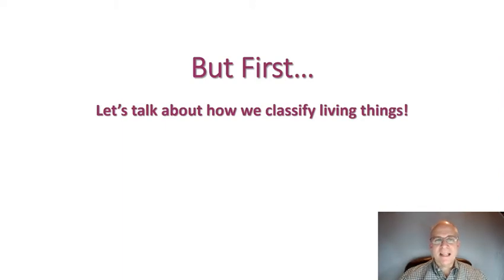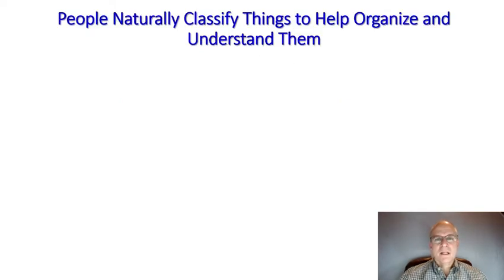But before we get into any of that, we need to talk a little bit about classifying living things. So let's use an example that most people at least have a passing understanding with. We're going to use this to show that humans just generally tend to classify things in order to organize them and allow us to look at relationships between them. And the example I'm going to use is sports.